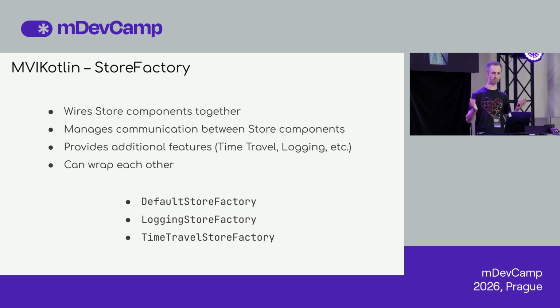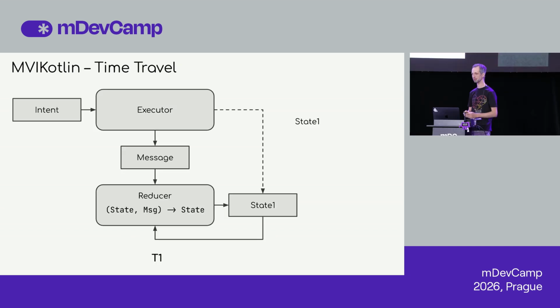And store factories can wrap each other. So let's say you can use a logging store factory to add logging, and you can pass in the default store factory, which is the production implementation. So everything works together, and you have logging. Or you can use time travel store factory, which is like default store factory, but it's able to record all state changes, all events, and you can travel back in time. We'll discover it later.